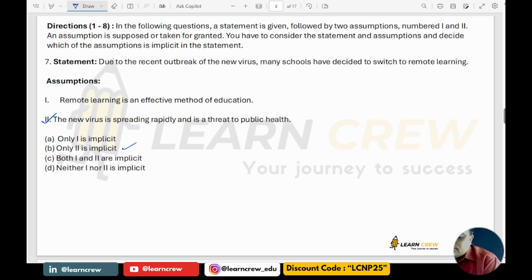What about 1? Remote learning is an effective method of education. It is not implicit in the statement. The statement only mentions that schools have switched to remote learning, not necessarily that it is an effective method of education. The switch could be a necessary measure to address the health threat posed by the virus, or it could be an interim solution until the virus is contained. So I cannot take 1 as an implicit assumption, but 2 is a definite implicit assumption. So the answer is only 2, option B.